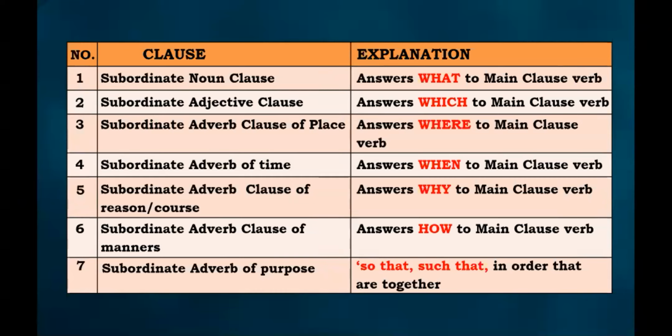Am I very clear here? Yes. If you have any doubts between reason and purpose, because at times they do answer the question why, just look at the subordinators. For reason, it is SAB: since, as, because. And for purpose, it is so that, such that, in order that. All right. I hope we can move on to the next one.